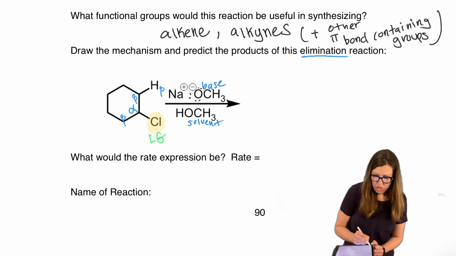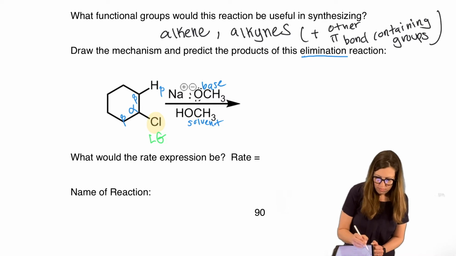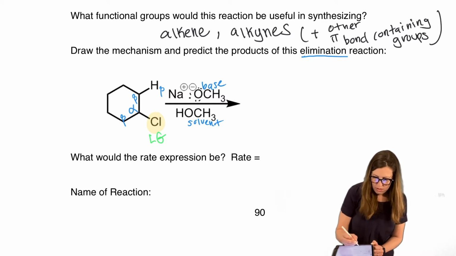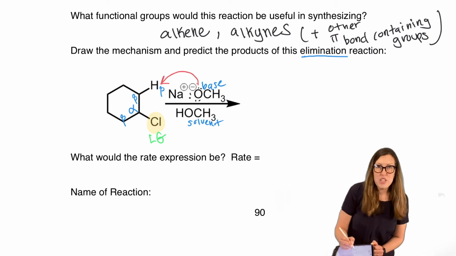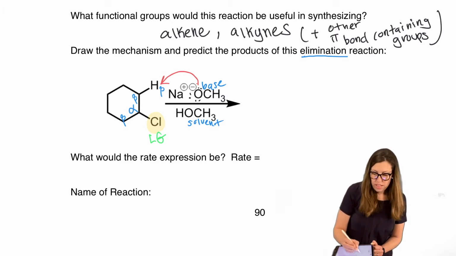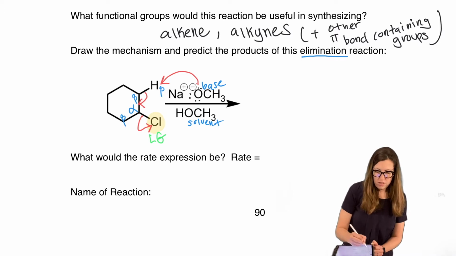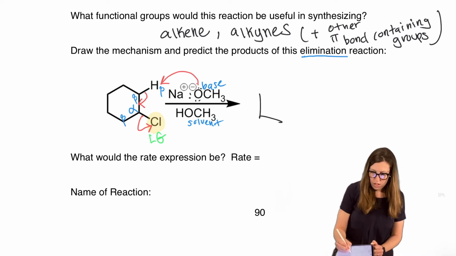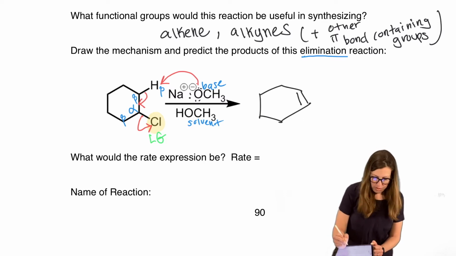Base takes the H. Base takes the H. The beta H's electrons stay behind and go to make a pi bond between the alpha and beta carbons. That ejects the leaving group. Those three arrows need to be drawn in order to be done with your E2 reaction. In between the alpha and beta carbons, I have my pi bond formed.